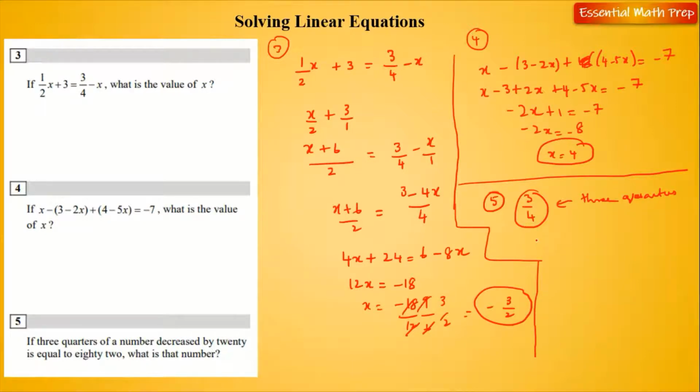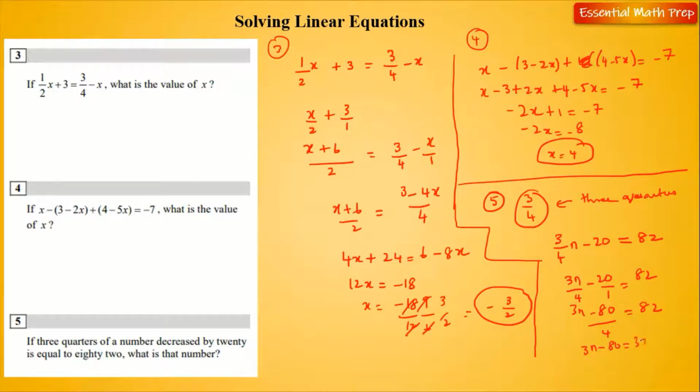3/4 of a number decreased by 20. So 3/4 of n decreased by 20 equals 82, right? In other words, 3n over 4 minus 20 over 1 equals 82. If you take 4 as a common denominator, that's 3n minus 80 equals 82. So 82 times 4 is 328.